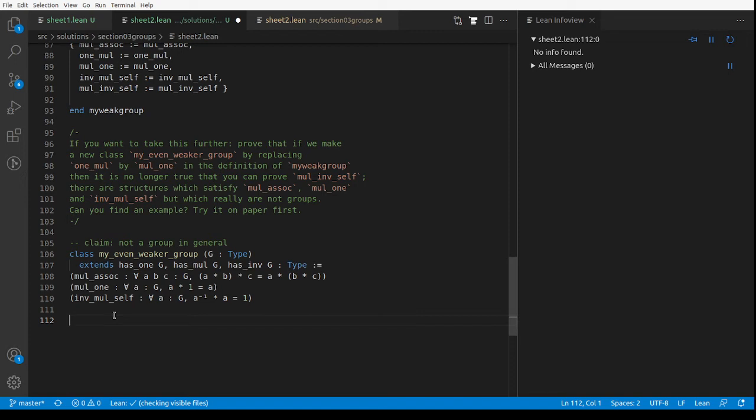And I can just give you an explicit example. So to give you an explicit example, I need a set, right? I need a set with 2 elements. I guess I could just make one.